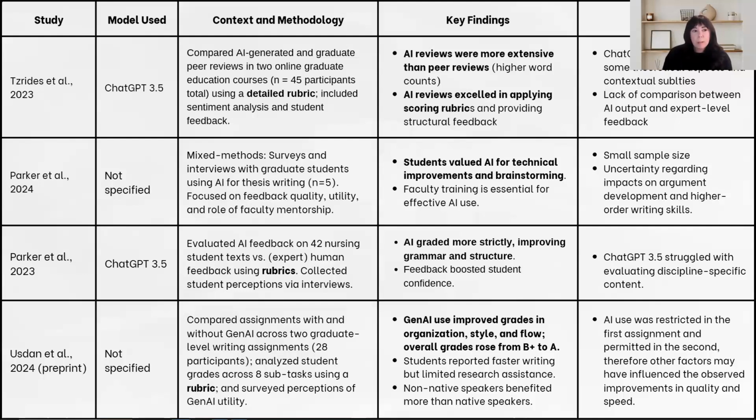So if we start with row 1 with Zirides et al. 2023, what we see is a comparison of AI and graduate level peer feedback in which both humans and AI applied a detailed rubric with 10 criteria. And the study found that AI reviews tended to be more extensive in terms of a higher word count, and that the AI also surpassed humans in terms of applying this detailed rubric while simultaneously applying structured feedback.